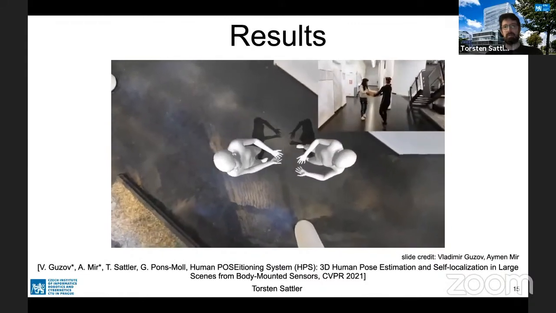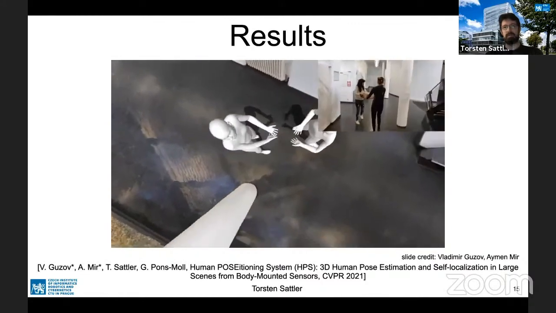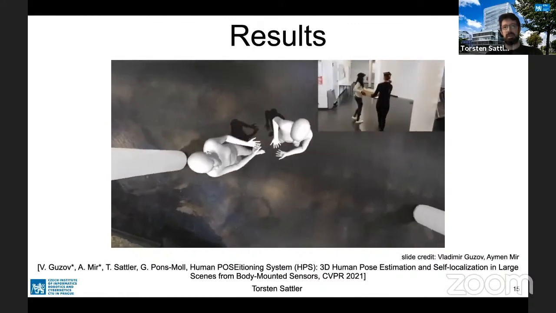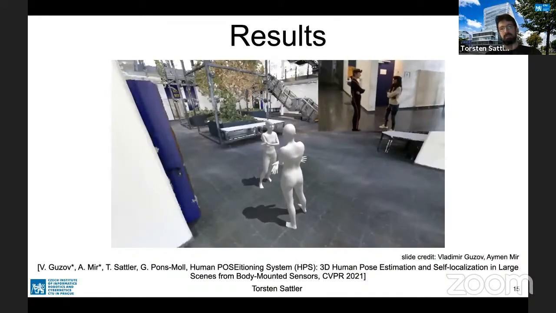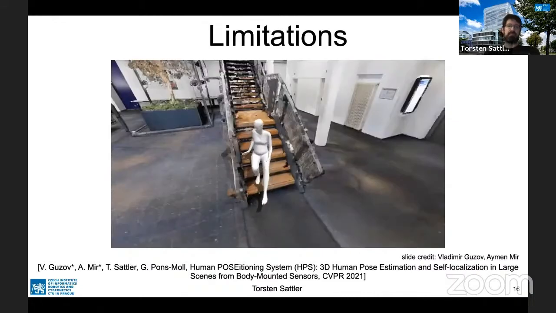Here you can see two persons carrying a package, and while it's not perfect, you get a good idea of what those people are doing. As with any more complex systems, there are of course limitations. So I told you about this very simple scene constraint, which essentially prevents the human from flying in the air or walking through the ground. Since this only applies to the feet, we are a bit in trouble if the person is sitting.